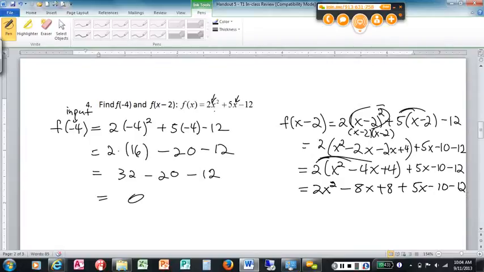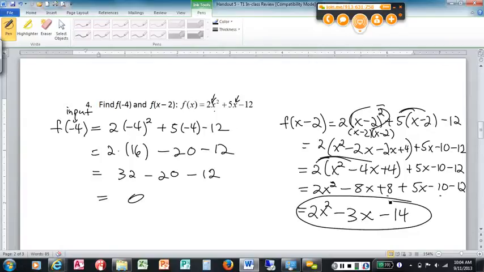Now we can combine the like terms. What have I got? 2x squared. Got a minus 8x and a minus 5x. That's a minus 3x, isn't it? And then the 8, minus 10, and minus 12 all combine. Minus 14. Anybody else believe that? Sounds okay? All right. And that's as far as we can take that one. It's just as simplified as we can make that one. Is that okay?